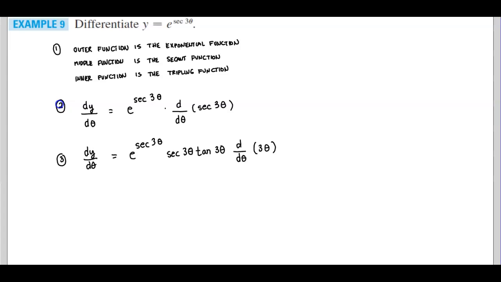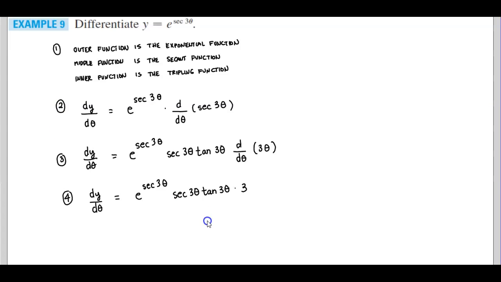So now in step number 4, we have the derivative of y with respect to theta. We have e to the secant of 3 theta times the secant of 3 theta times the tangent of 3 theta. And the derivative of 3 theta is just the value 3.